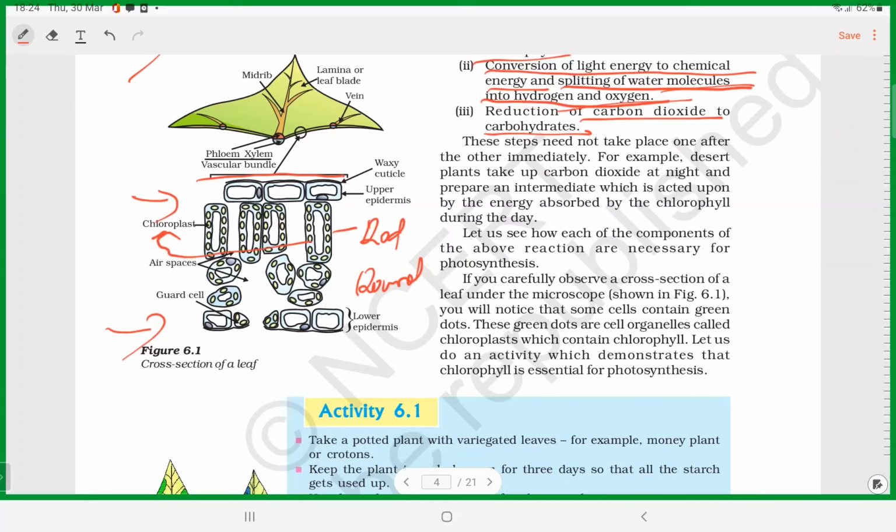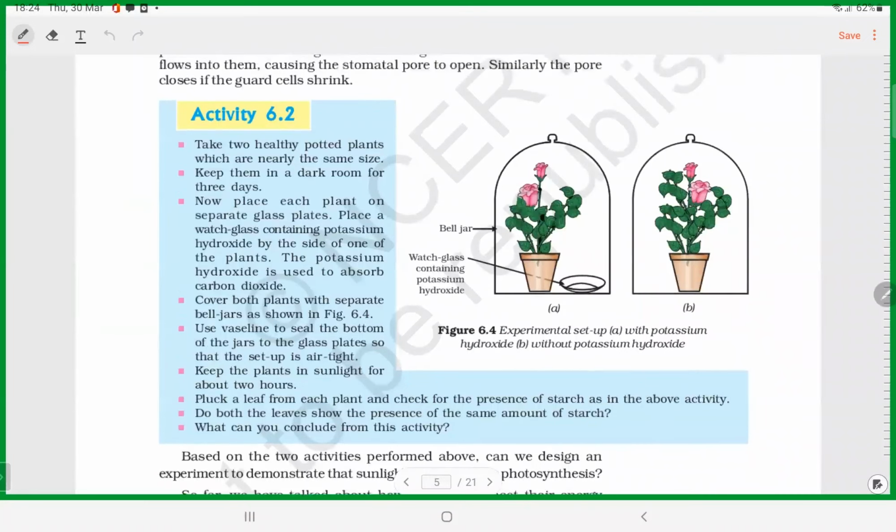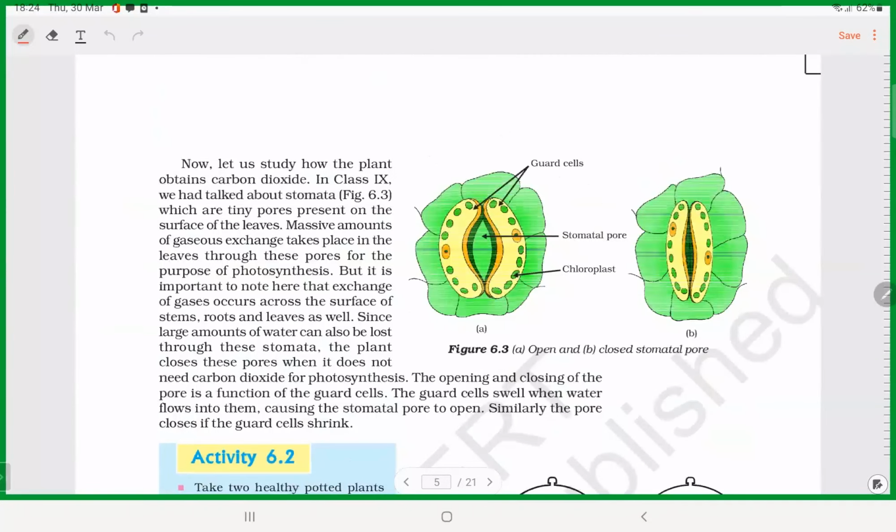Again, one important component is given called the guard cell. What is the function of the guard cell? Here it is given. Look at that, guard cell. See, for photosynthesis, water is required. The plant absorbs water through roots and it is transported.